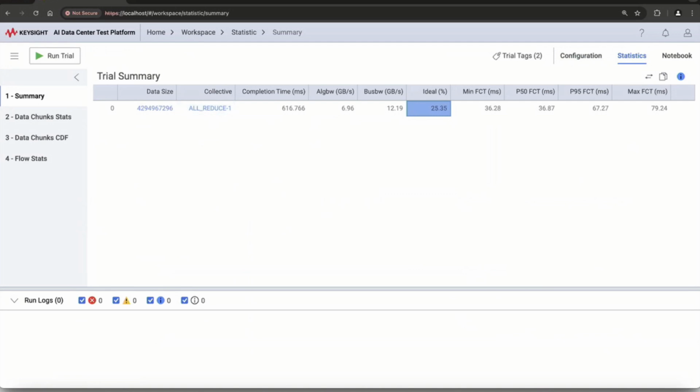And so we have these detailed flow completion times. You can see that my 95th percentile and 100th percentile flow completion times, in milliseconds, are way off compared to the 50th percentile. My 50th percentile is 36 milliseconds and my 95th percentile is 67 milliseconds. Pretty far off, almost double, not good, right? Let me drill down deeper into that.